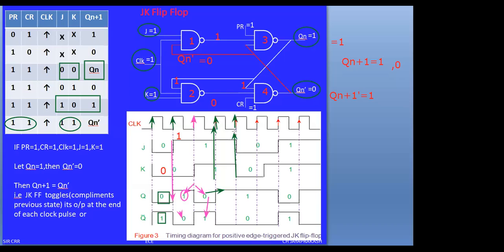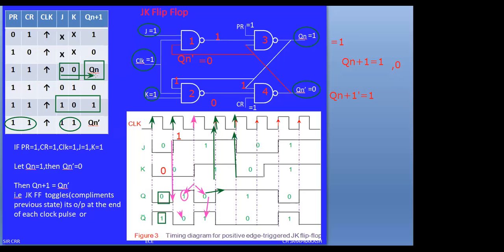During the fifth clock pulse, what happens to the value of J? The J value is changed from 1 to 0, not 1 1. Here the values of J and K are 0 0. What does 0 0 mean? In the functional table, verify the 0 0 condition: it will remain in the same state.